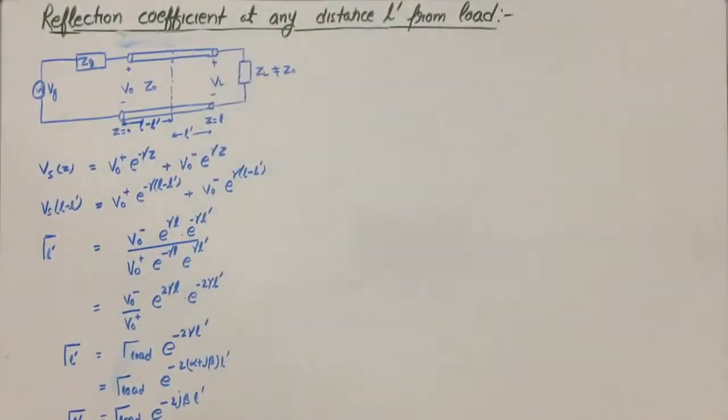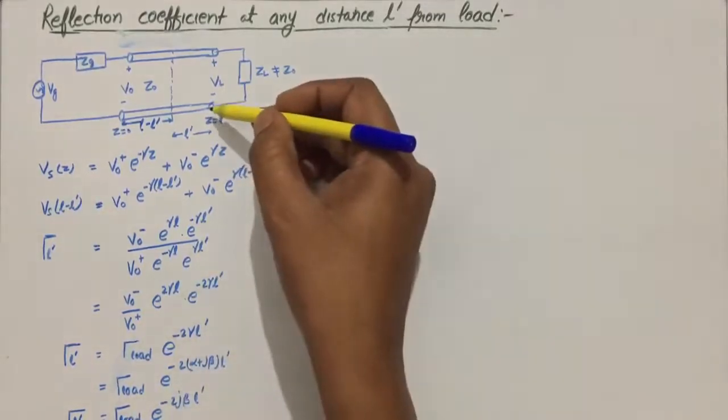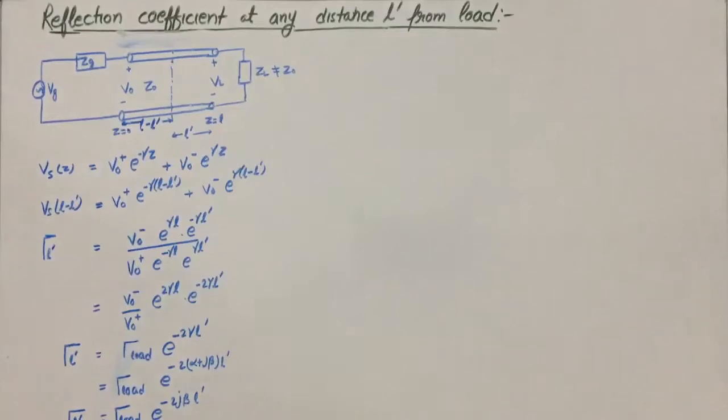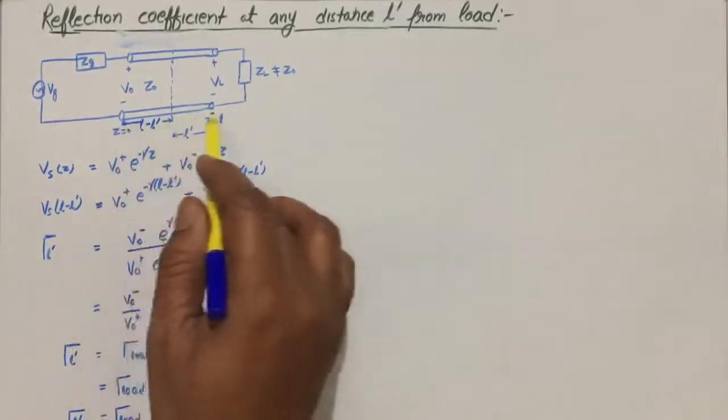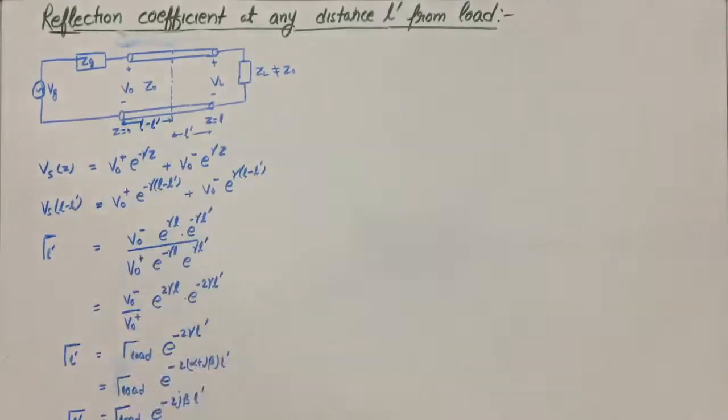In this way, if we know the reflection coefficient at the end of the line, then we can find the reflection coefficient at any particular point in the line by knowing the phase constant beta.